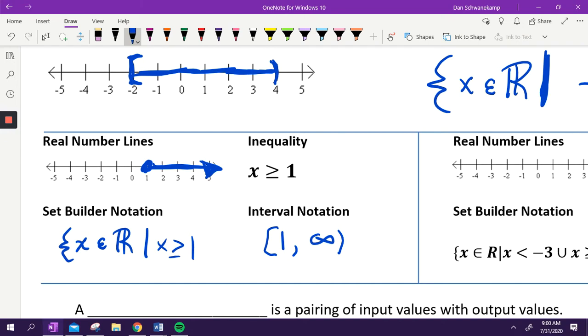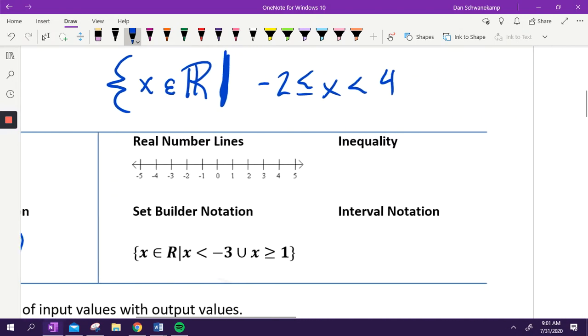That's the key, okay? Because a bracket means you're included. Are you ever actually getting to infinity? Can't get there. It's infinity. You're not going to make it there. We use a parenthesis to show that we're going to get close to it, but we're never going to get there. Make sense?